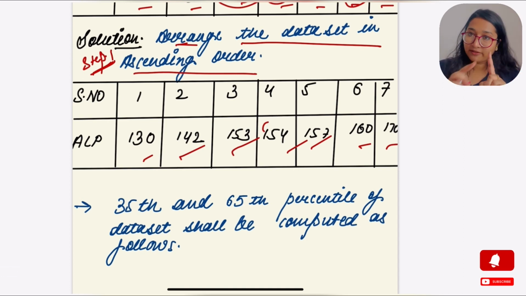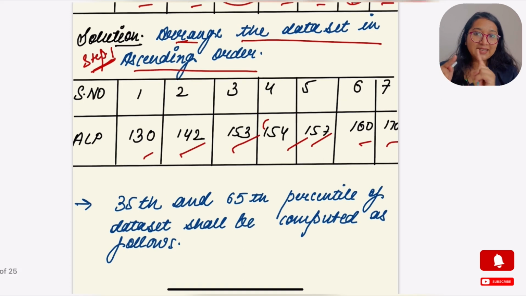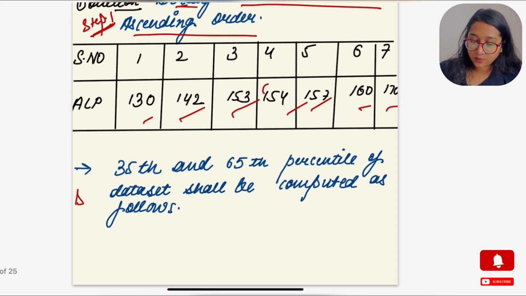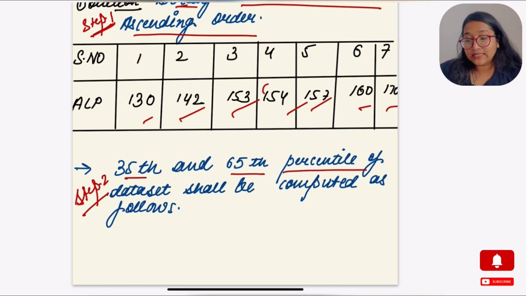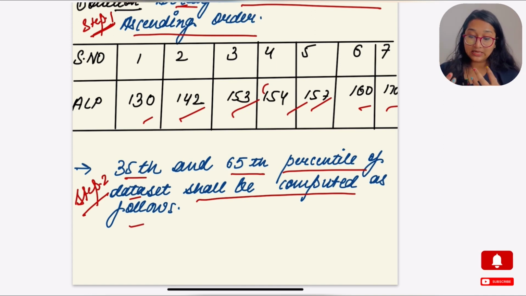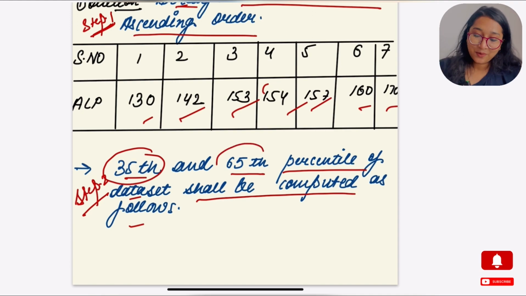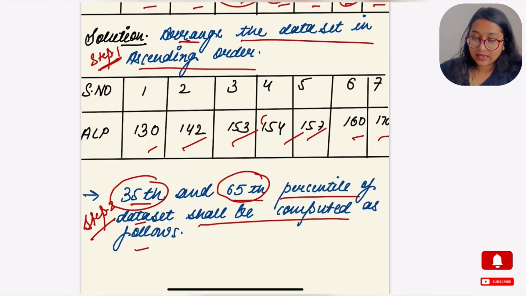Now the very first step was that we have to arrange this data set in ascending form, छोटे से बड़ा, okay? The second step says that the 35th and 65th percentile of the data set shall be computed as follows. What is this saying now? What is this 35th and 65th percentile?